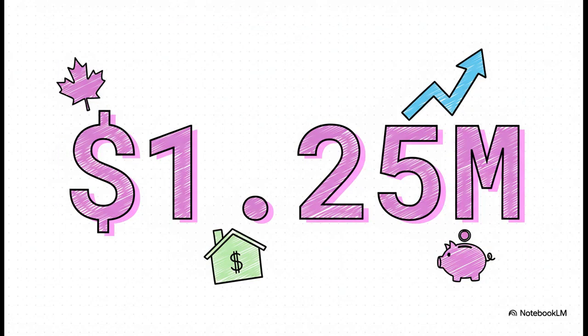Now this is a life-changing number for a lot of business owners. As of January 1st, 2025, an individual can shelter up to $1.25 million in capital gains from tax when they sell the shares of a qualified small business corporation, which, you guessed it, is almost always a CCPC.